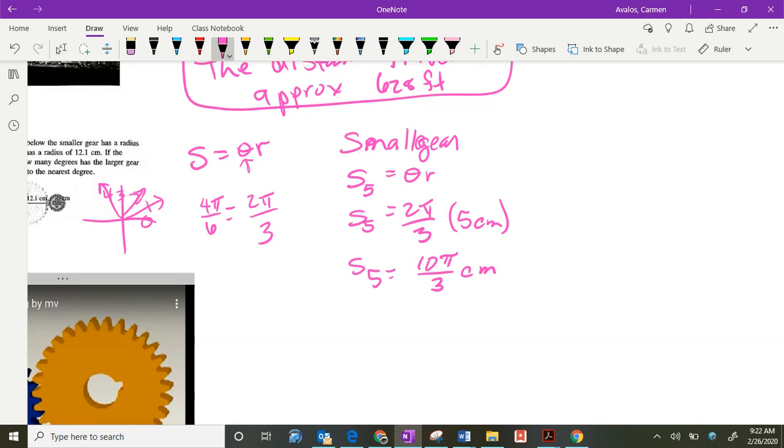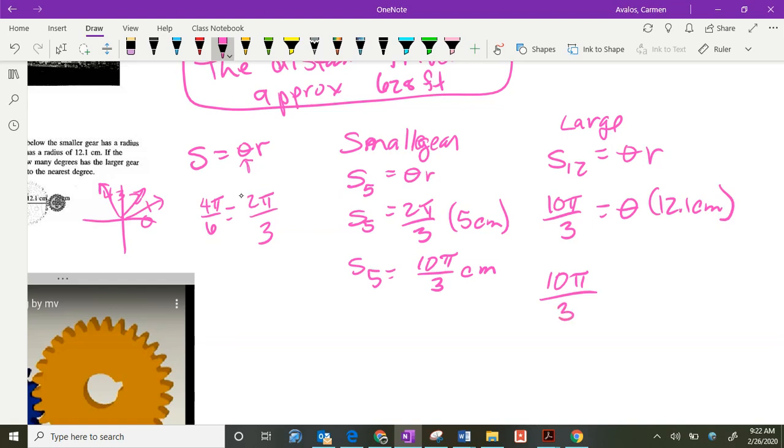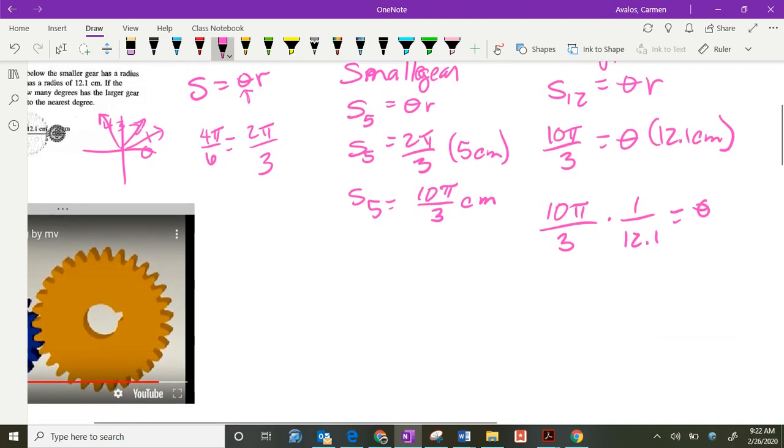So that means that they're going to make the same distance, that the bigger one has to have the same arc length. So the larger gear, and we're going to say S12, is going to be theta r, is going to have the same arc length. And so we want to know the angle, but that one there is going to have 12.1 centimeters instead of 5. And so when we calculate that, 10 pi over 3 times 1 over 12.1 centimeters theta, then we are just going to calculate it.